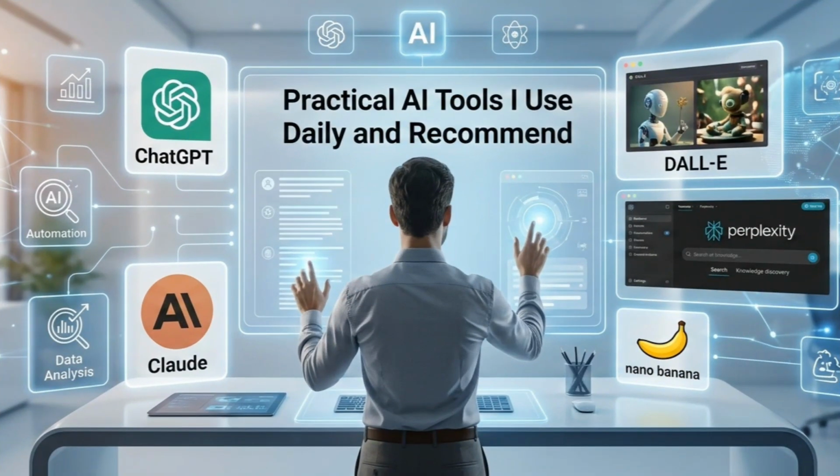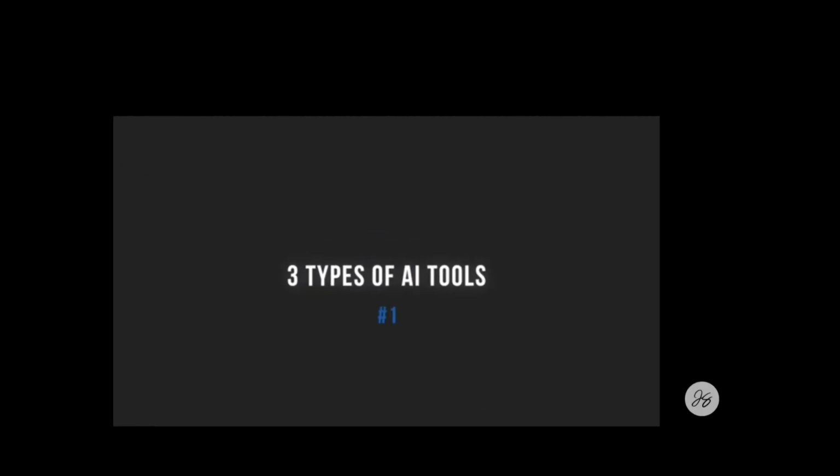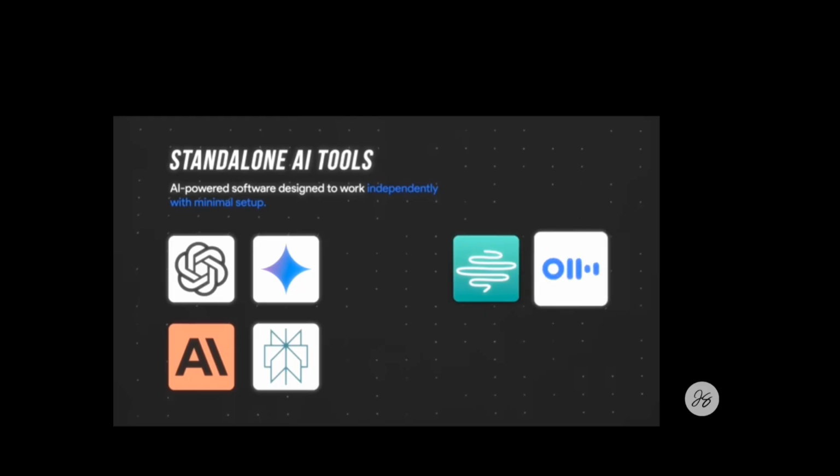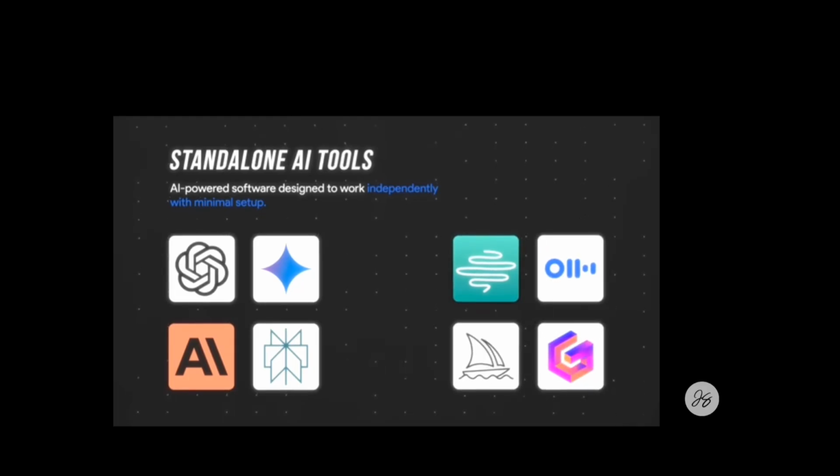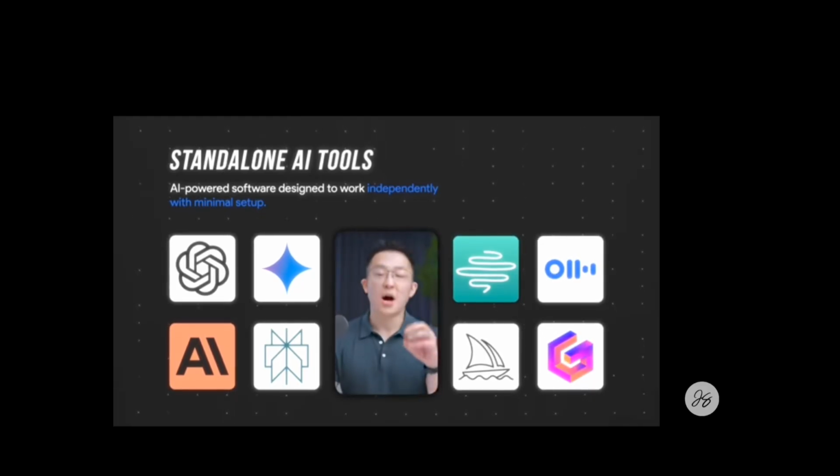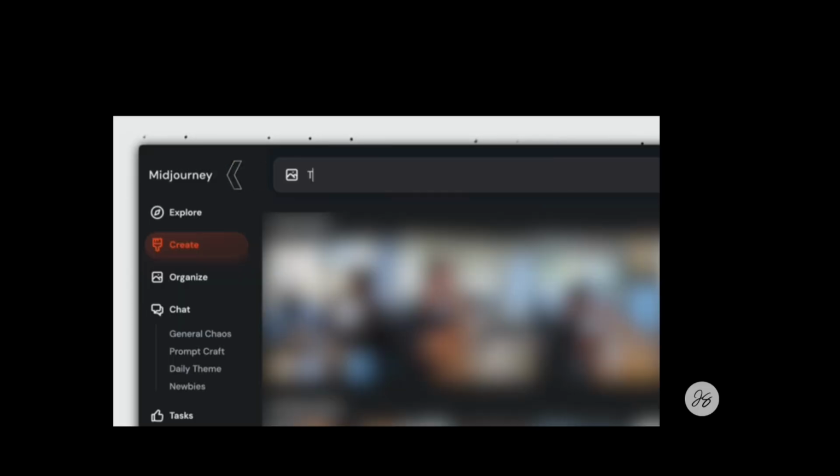Takeaway number 1. Broadly speaking, there are 3 types of AI tools out there. First, standalone tools are AI-powered software designed to work independently with minimal setup. This category includes general-purpose chatbots like ChatGPT, Gemini, Claude, and Perplexity, as well as specialized apps like Speako, Otter AI, Midjourney, and Gamma. Although they serve completely different needs, all these tools are classified as standalone because they can be accessed directly through their websites or apps and can be used without integration with other software.